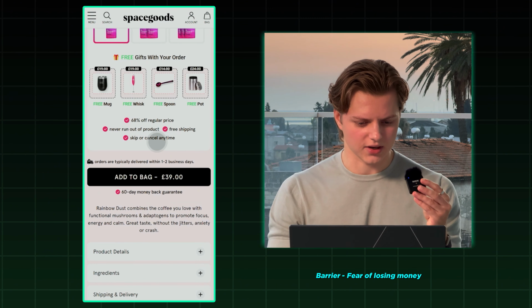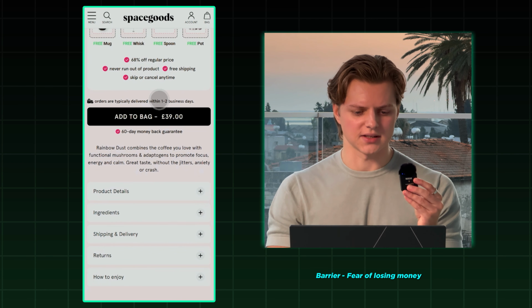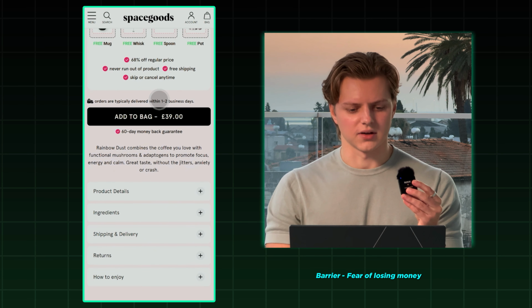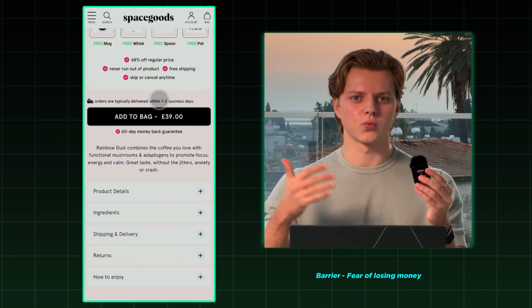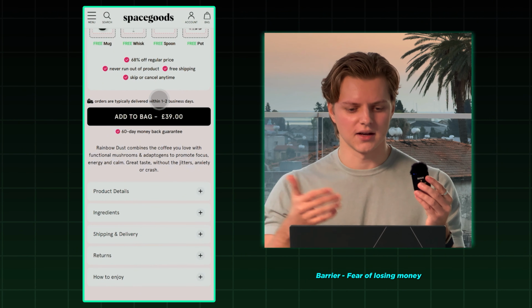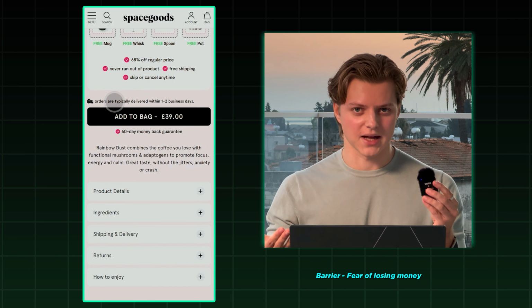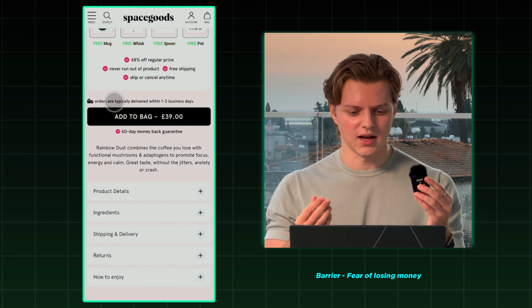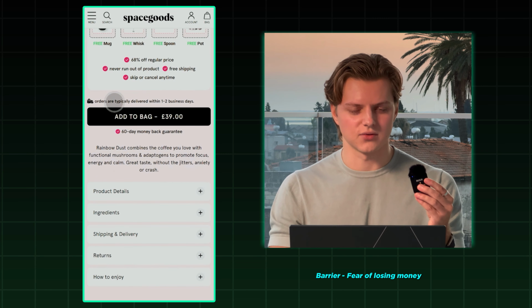Then they have skip or cancel anytime, which is fine. Orders are typically delivered within 1 to 2 business days. I don't like this copy because it's way too ambiguous. Orders are typically delivered. Why introduce that confusion to the customer? You don't want to push them into a skeptic mindset. And if you're already unsure yourself about your delivery times, that is a bad thing because it makes the customer more uncertain: okay, this is the typical delivery time, but what's my delivery time? The best here would be to use some type of geolocator and estimate delivery times according to which country or which city they are in.